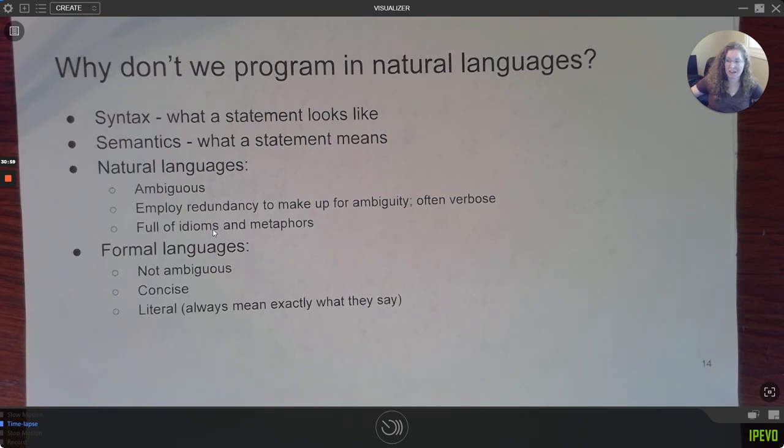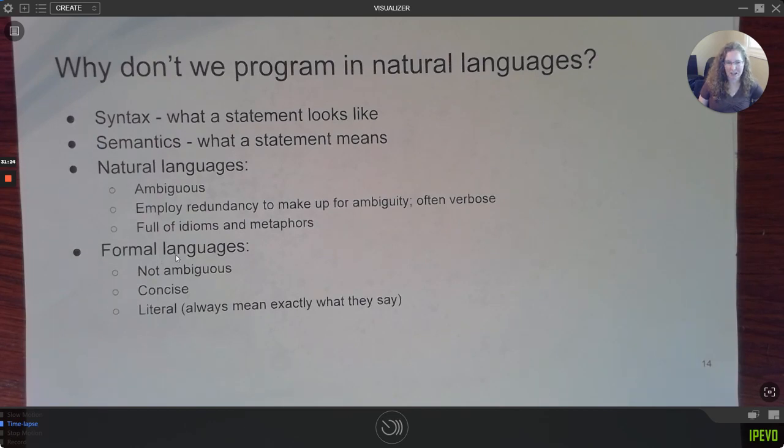So all of these things make it very difficult to process natural language. That's why there are a lot of artificial intelligence projects out there where they try to build computers and programs that can actually understand the English language. It's getting better and better, but still it's very difficult. And so it's not very easy to program in a natural language.